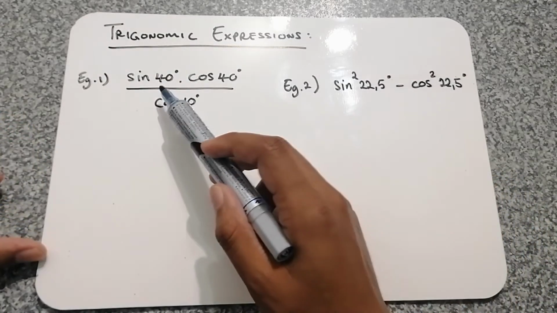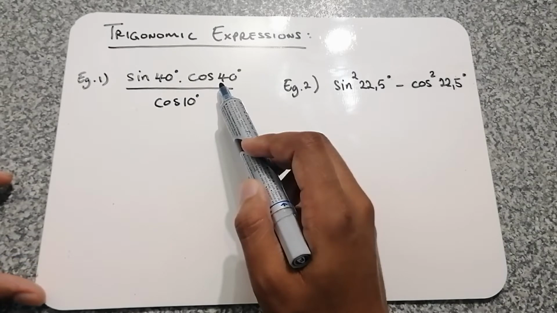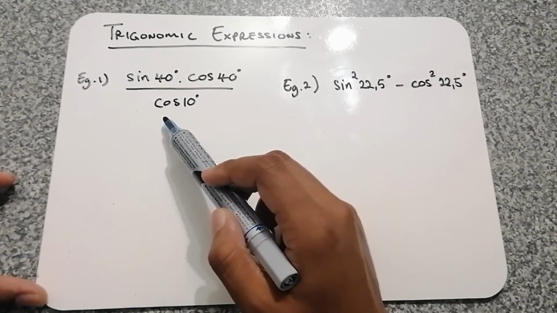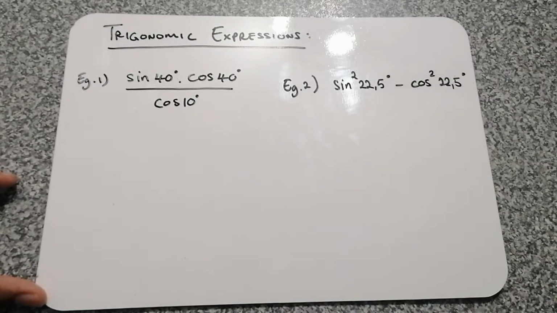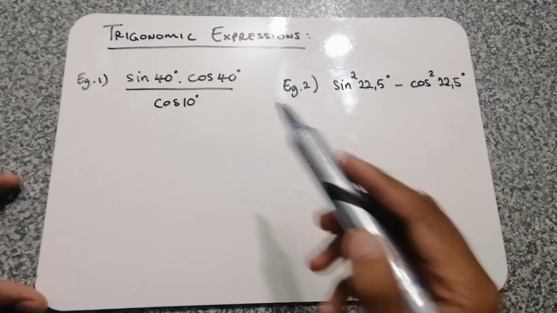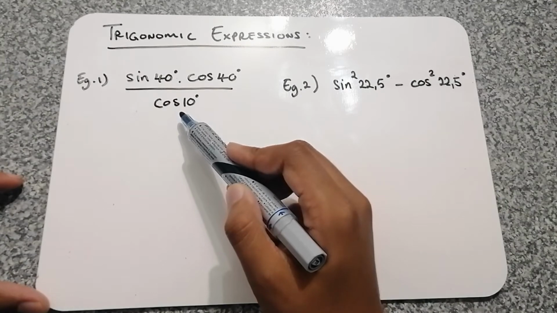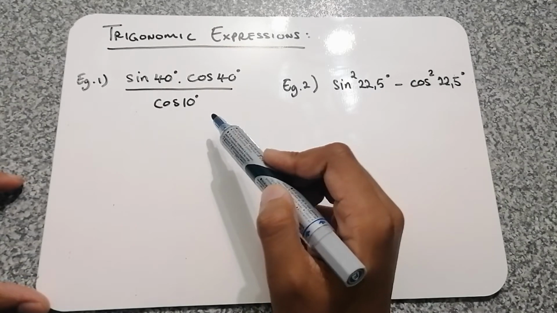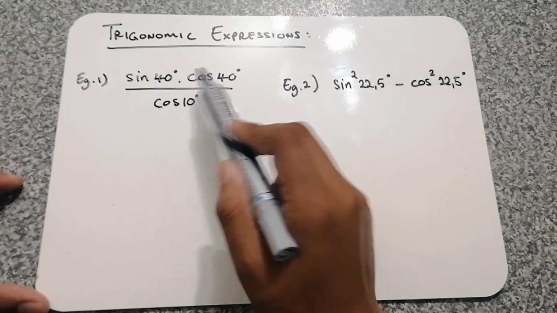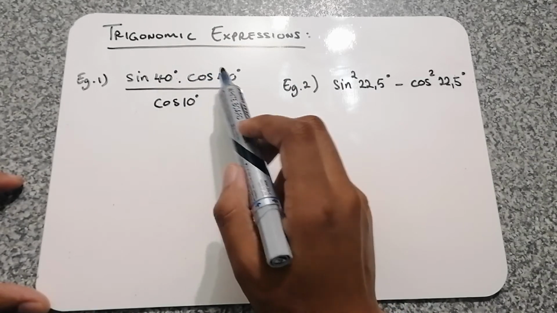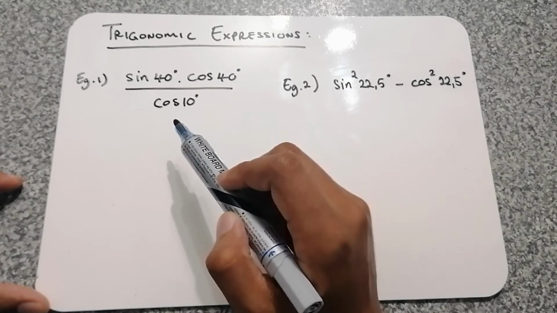The first is sine 40 degrees times cos 40 degrees divided by cos 10 degrees. Now, you can pause the video if you want to give this one a try. But basically, what we're going to have to see here is that the co-function of cos 10 is sine 80 degrees. And 80 is related to 40 because double 40 is 80.